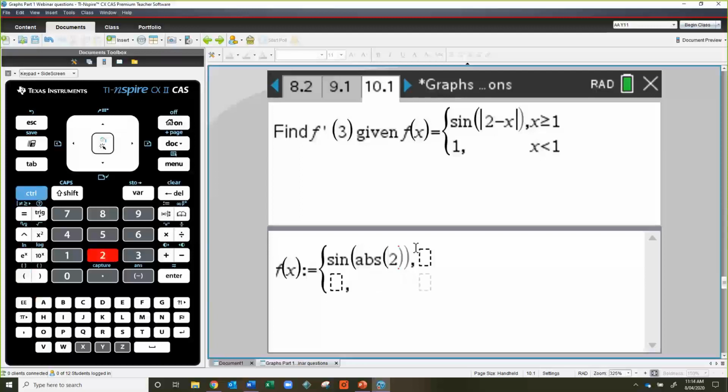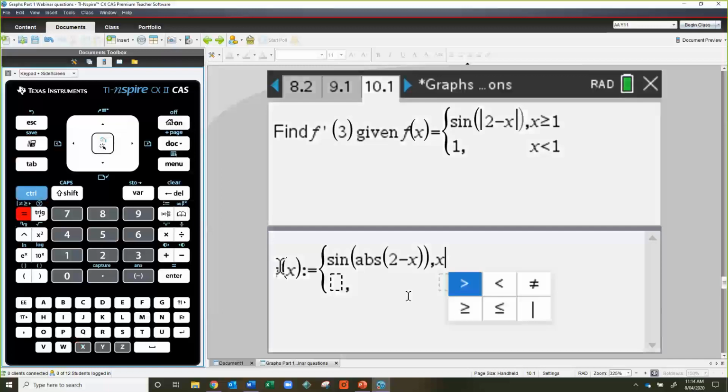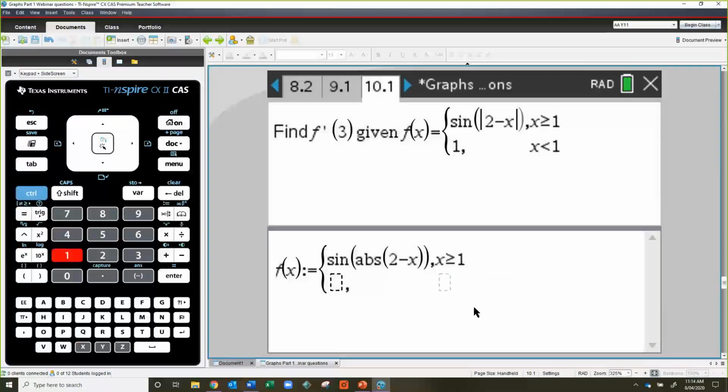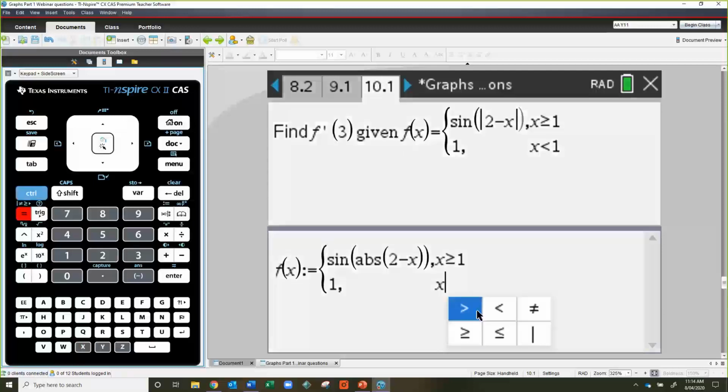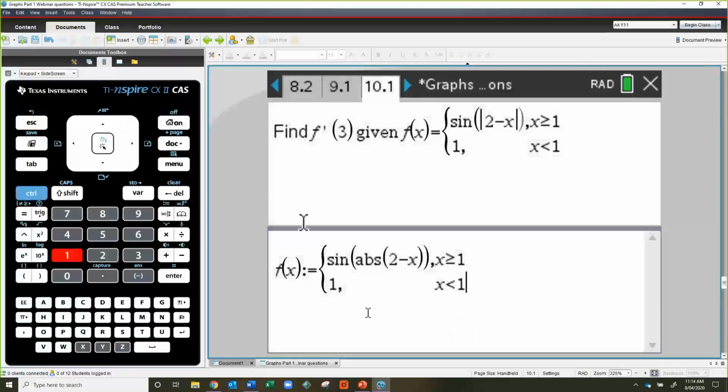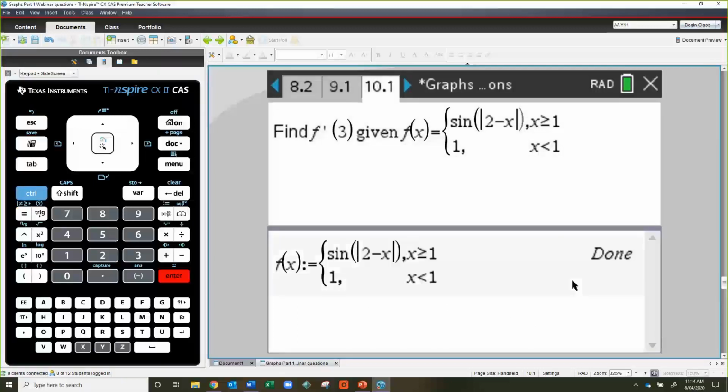I can type sign or, and I can go out of 2 minus x, 2 minus x. Now, if you use tab, it jumps between the spaces, and we want x to be greater equal to 1. And again, tab gets us into here, 1 tab x is less than 1. Because it is to be a function, we can include ones only.